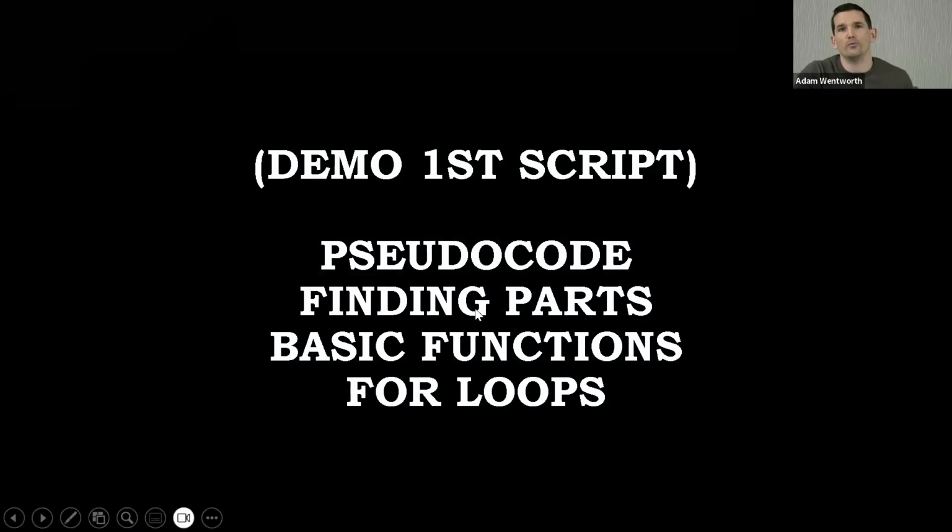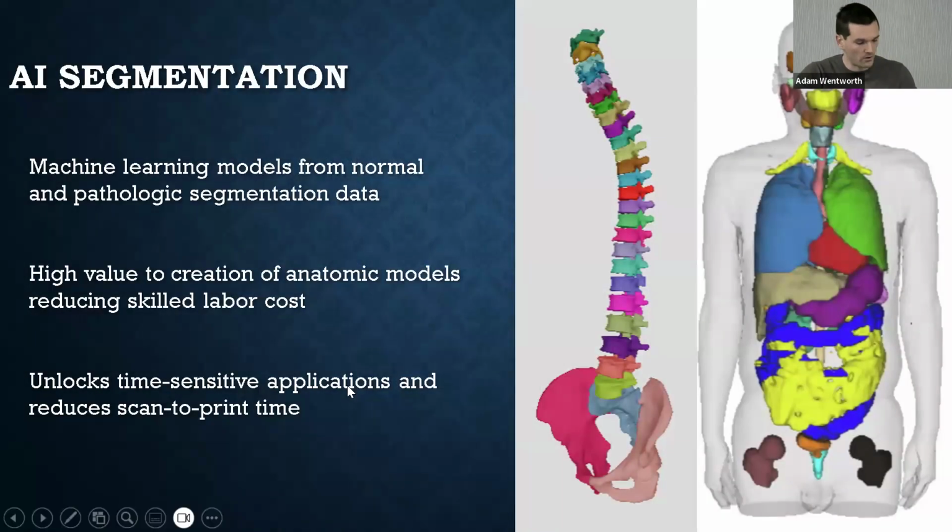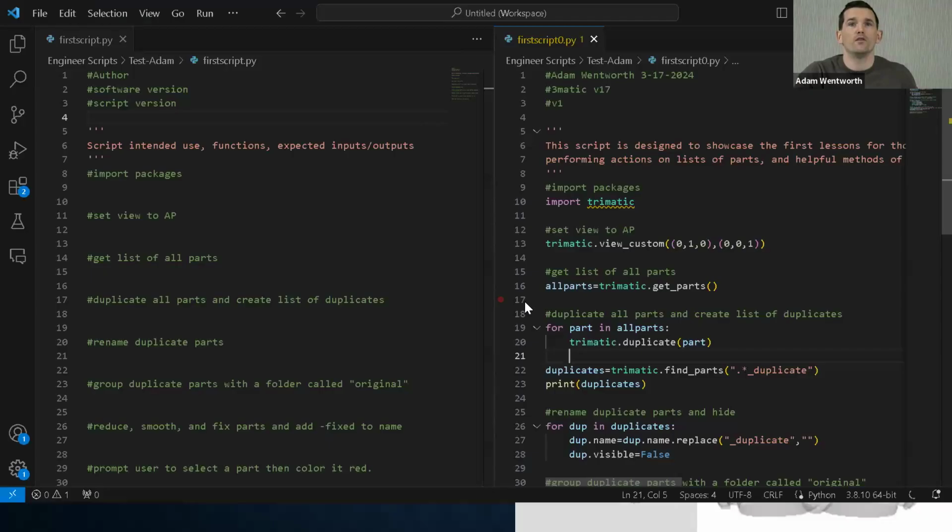So I'd like to show you how you might get started with writing your first script. It's going to include terms like pseudocode, which is kind of roughing it out in terms of what functions you want in it, what's the order of operations, and how you are going to fill those in. Some other really basic functions are like finding parts, other core functions that you might do for a general use script, things you might do for every case. And then for loops to really process large amounts of parts where you're going to do the same function to all of them. So let's jump over to that.